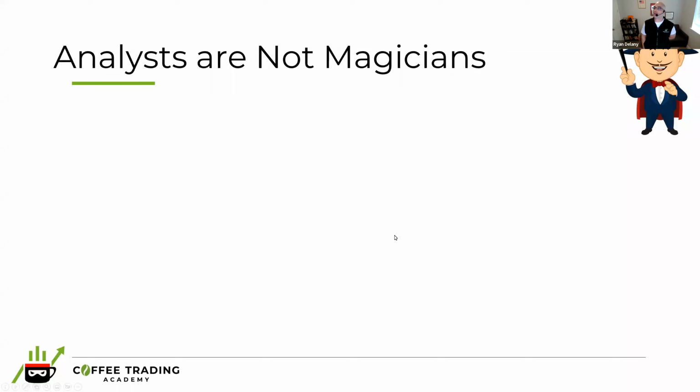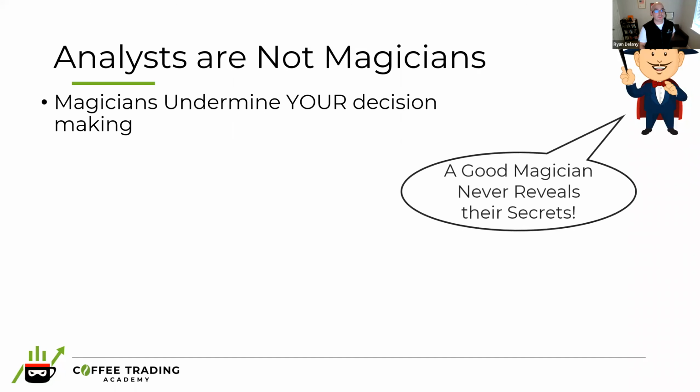All right, so what's our conclusion? First of all, analysts are not magicians. Magicians undermine your decision-making process. We don't want to look at our analysts as a black box that we can't see anything out of, that we can't understand how they came up with their bullish or bearish logic.